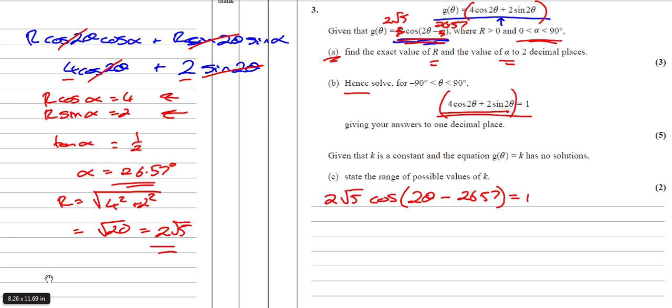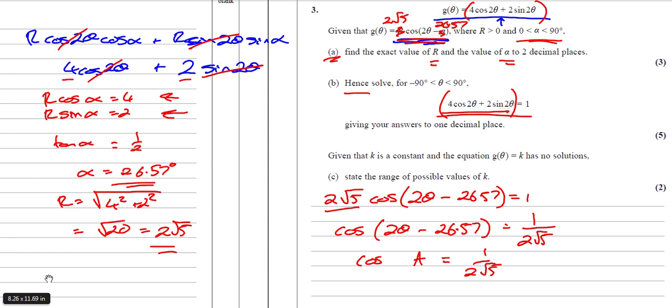And then we do exactly the same as we just did a second ago. So we've got to get it so it's cos something equals. So we divide through by 2 root 5. So we've got cos of 2 theta minus 26.57 equals 1 over 2 root 5. And just like before, we can't do anything now. It's got to be cos of something. So it's going to be cos of A equaling 1 over 2 root 5.